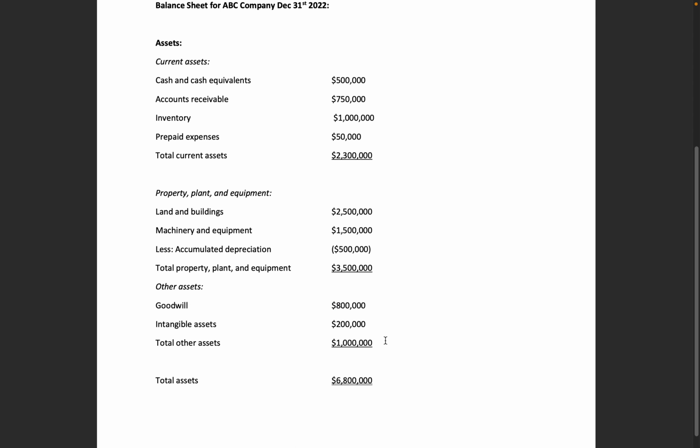So in total, 2,300,000 plus 3,500,000 plus 1 million. That gives us total assets in the company of 6,800,000.